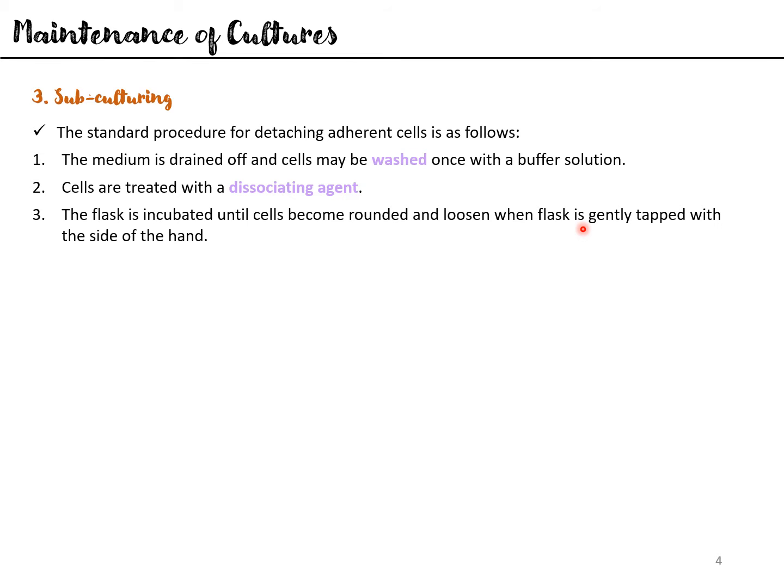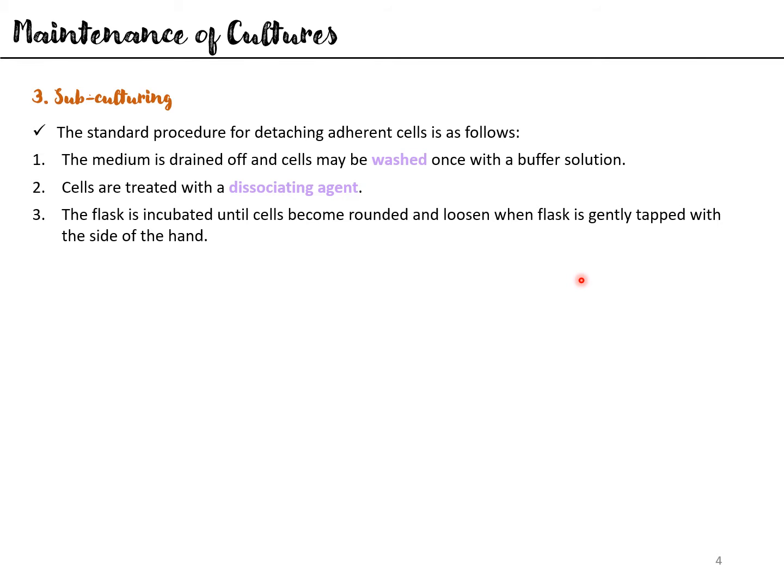The flask is then incubated until the cells become rounded. Adherent cells, when you look at them under the microscope, are spread out on the surface. After you treat them with trypsin and visualize them, you will see that they have become rounded. That is because the attachment points between the cells and the plate surface have been disrupted. So the cells round up and become loosened when the flask is gently tapped with the side of the hand.